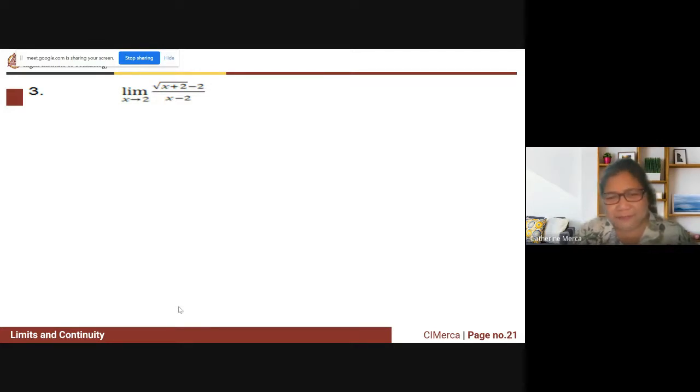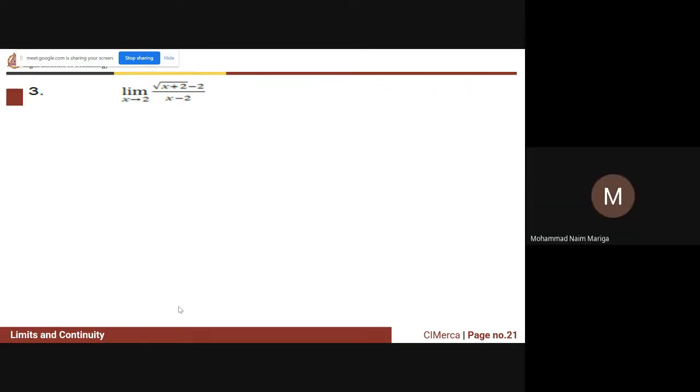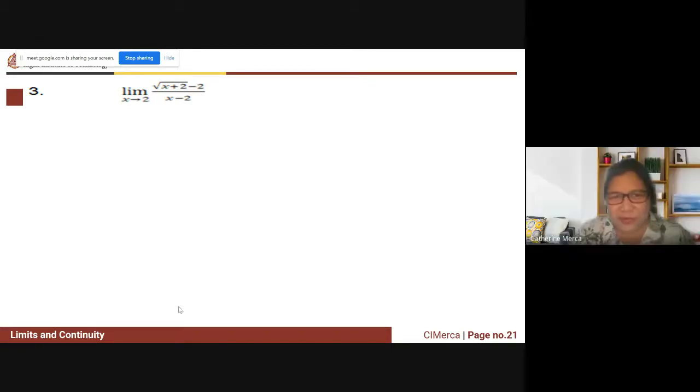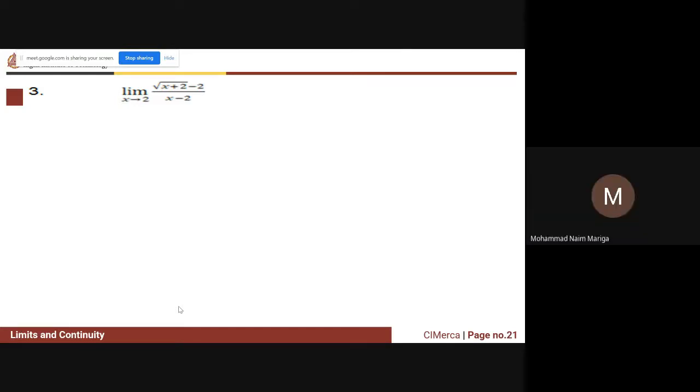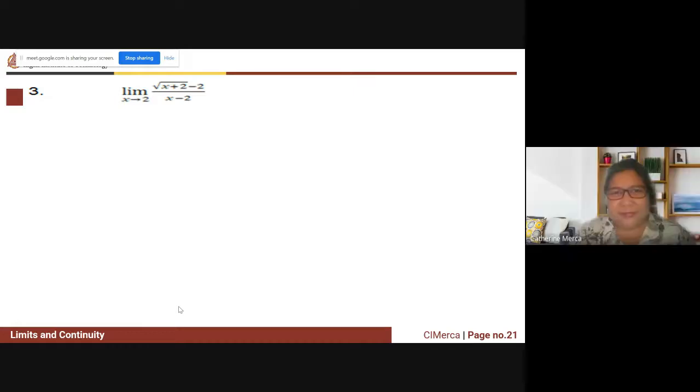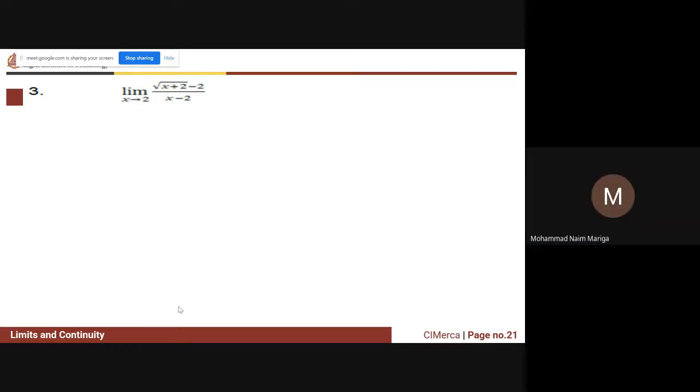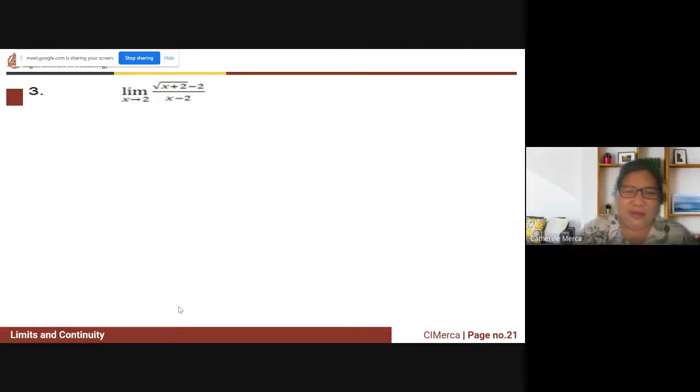Anybody? Multiplying something by 1, ma'am. Yes, correct. But what does our 1 look like now? Square root of x plus 2 plus 2 over square root of x plus 2 plus 2, ma'am. Okay, very good. That's good.